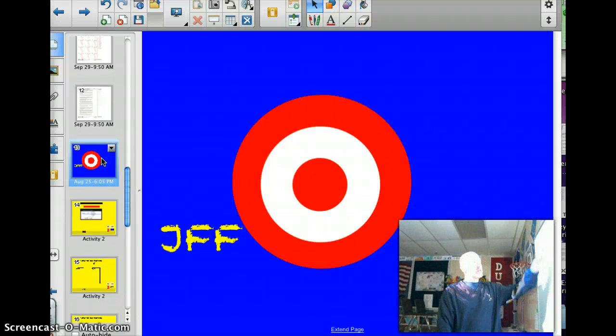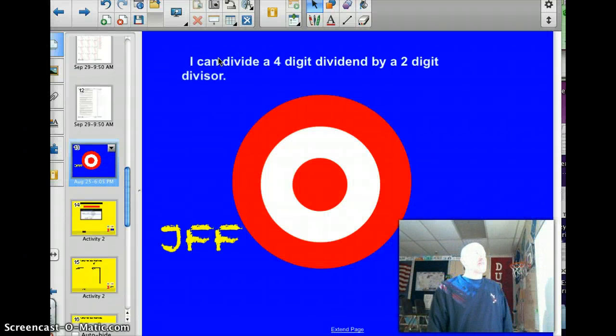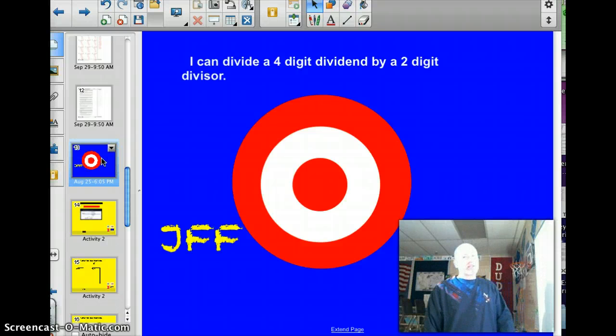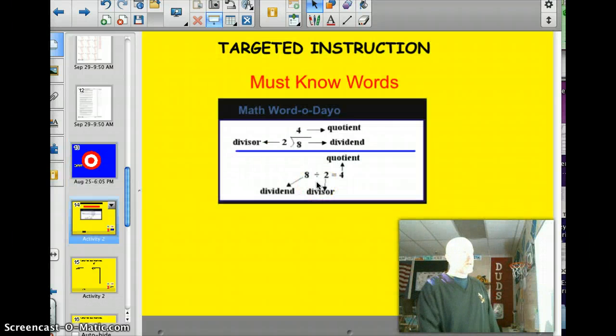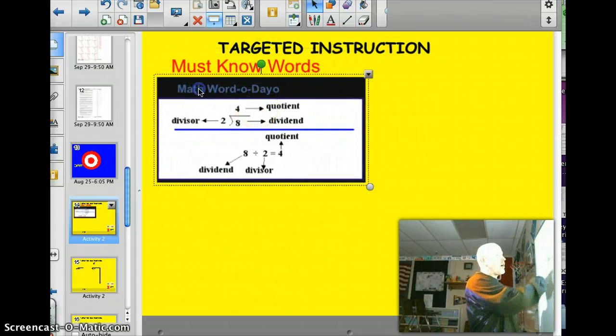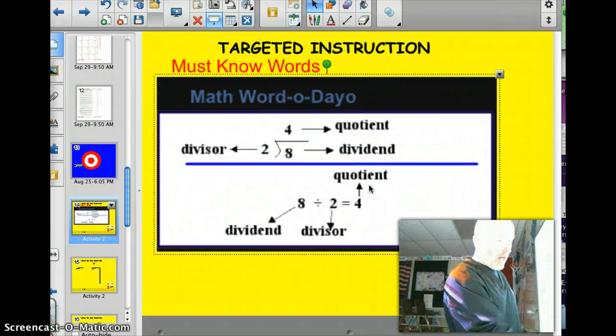Here we go. Today's target is, I can divide a 4-digit dividend by a 2-digit divisor. Well, it sounds like kind of a tricky target, but those words should be familiar. You should be familiar with those words by now. Let's make this a little bit larger so you can see it better.